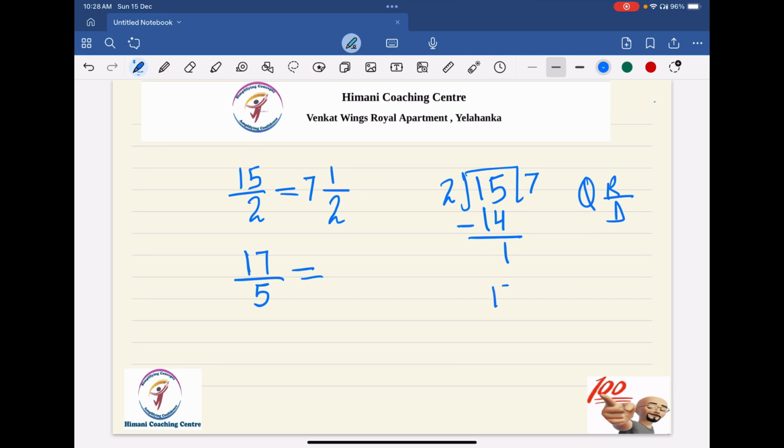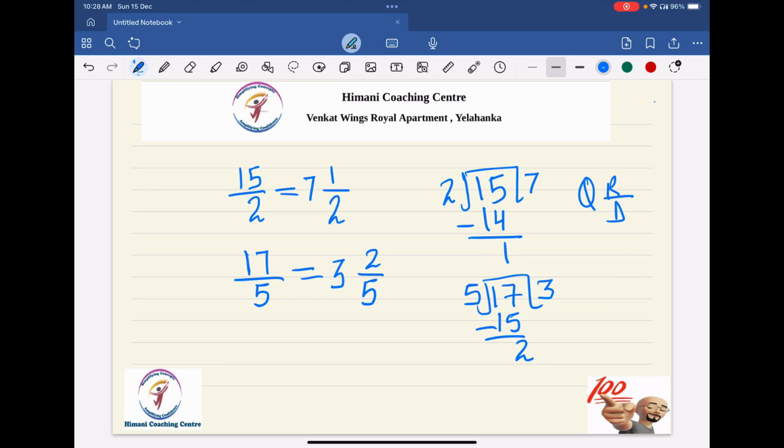Let us do 17 upon 5, which is 17 divided by 5. So 5 ones are 5, 5 twos are 10, 5 threes are 15, 5 fours are 20. 20 is bigger, so go one back, so 5 threes are 15. So we get 17 minus 15, 2 as remainder. So now quotient is 3, remainder is 2, and divisor is 5. Okay, so this is how we convert improper fractions to mixed fractions.